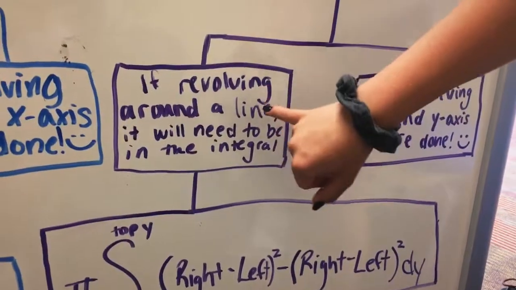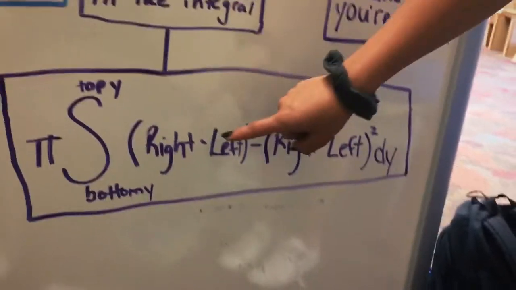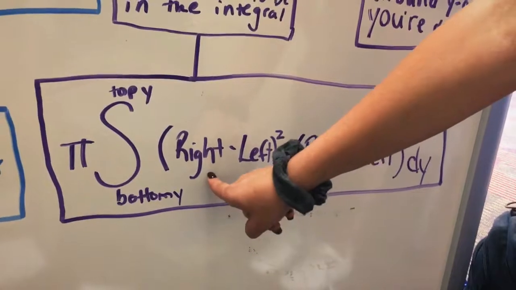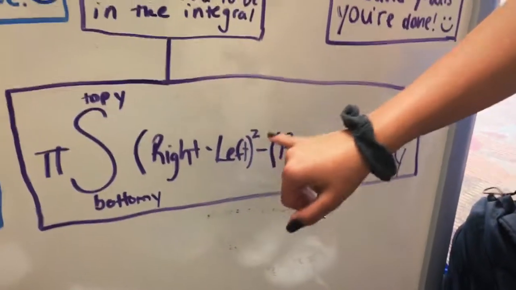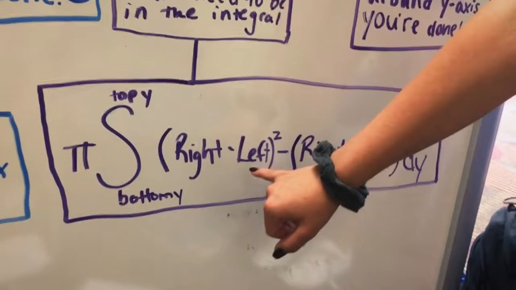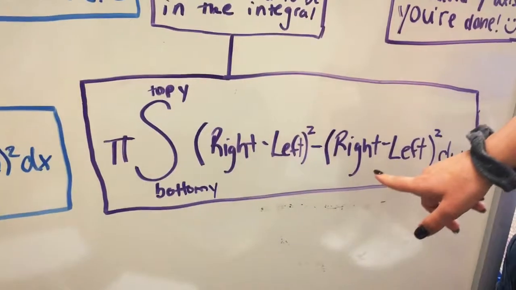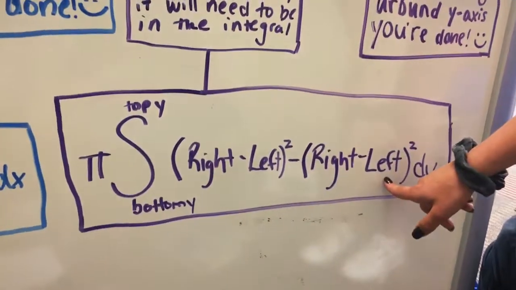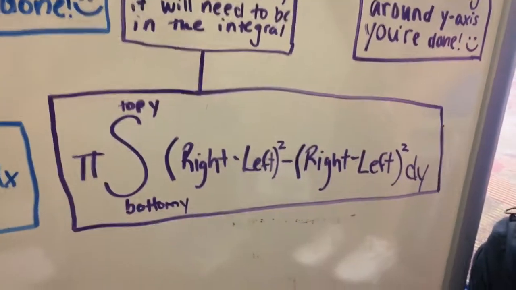But if you are revolving around a line, it will need to be in the integral. The line that you're revolving around will need to be in the integral. So based off of the outer minus inner, you will use the rightmost, as in comparing the line being rotated around and the outer function. You will do the right one minus the left one, and then compared to the inner one and the line being revolved around, the right minus left. And once you have that all filled in, that is it.